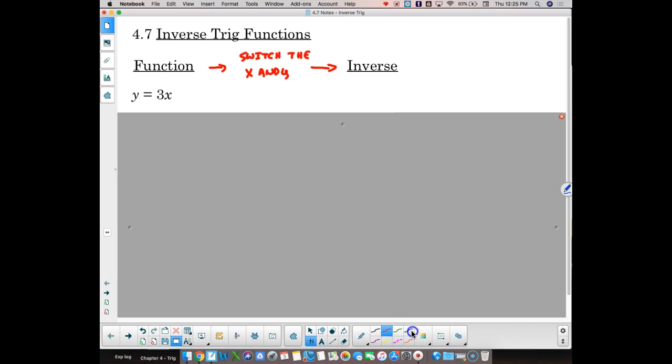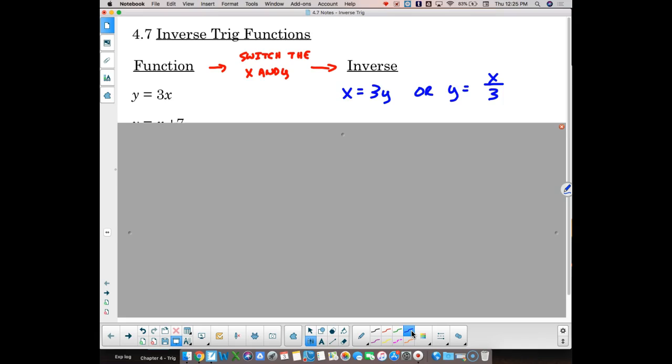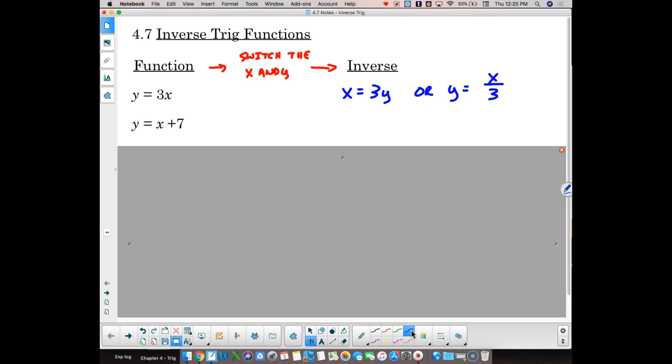So here in this first one, y equals 3x, if I switch the x and the y, I get x equals 3y, or y equals x divided by 3. And then blue and black are inverses of each other. I was going to say inverse functions, which they are. They're inverse operations. If our original function was y equals x plus 7, I would switch the x and the y. x equals y plus 7, or that would become y equals x minus 7. So on a graph, if we graphed those functions, they would be inverses of each other. Their x's and y's would be switched all the way through.